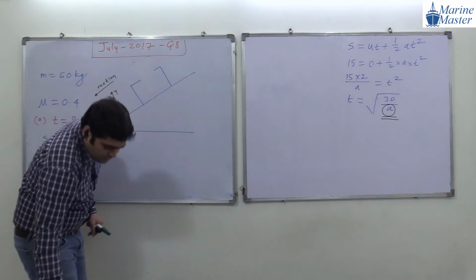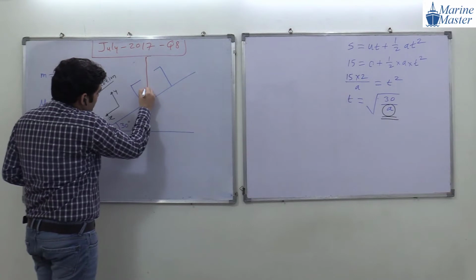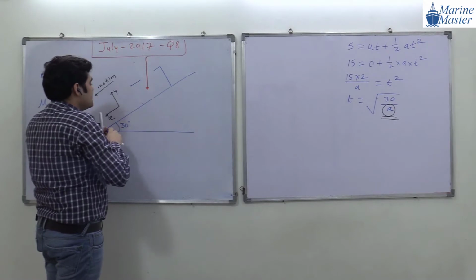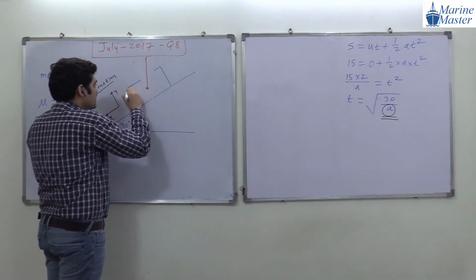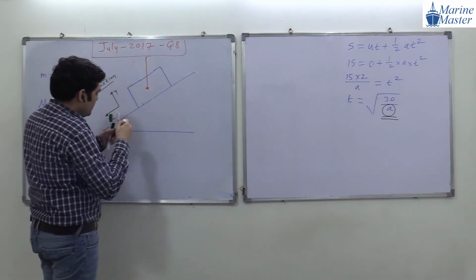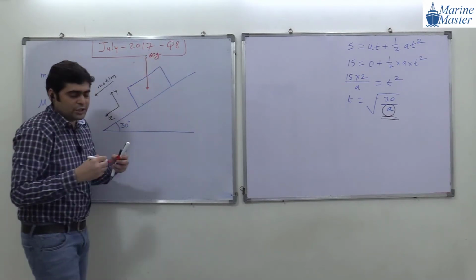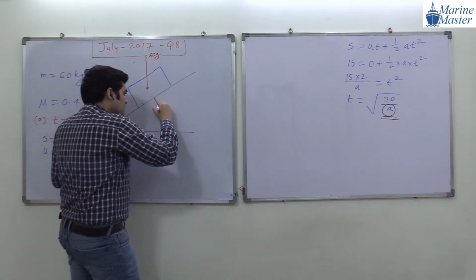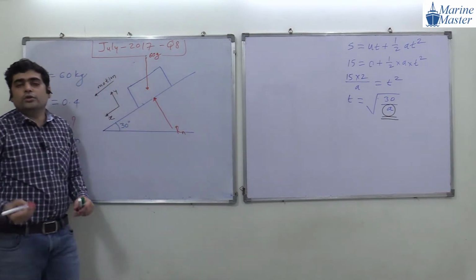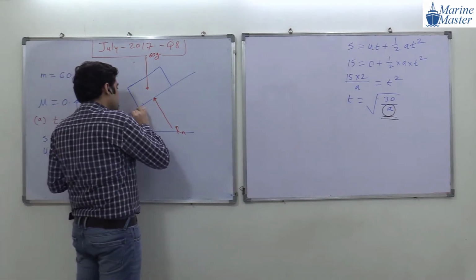How do we have to draw the weight? Weight should always be vertically downward. So this is our weight. Weight is how much? 60 g here, where g stands for acceleration due to gravity. Then here there will be the normal reaction. Normal reaction is normal to the plane. Then motion is downward. What about the friction force? Friction force will be what?